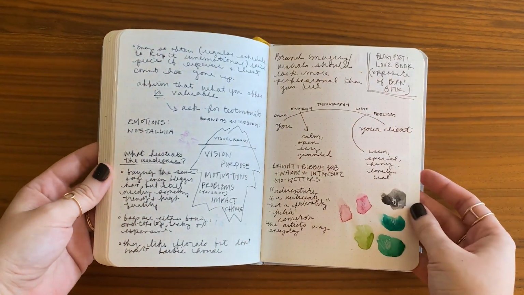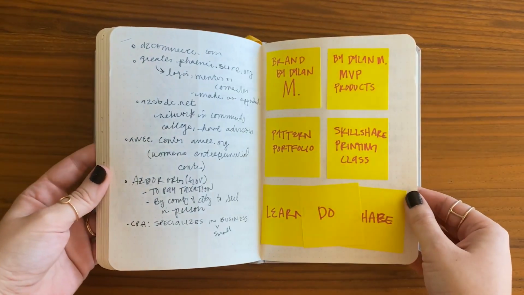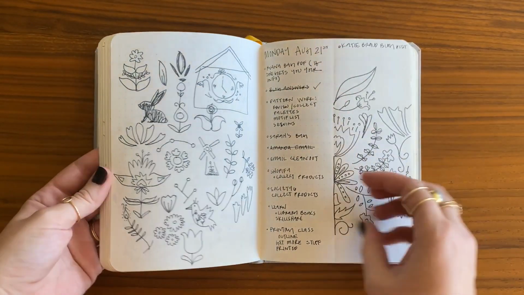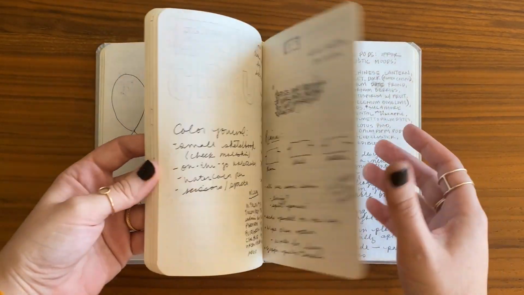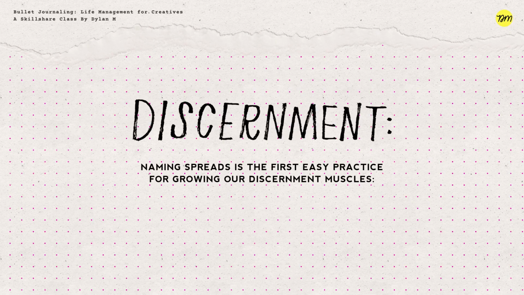When I was using notebooks before bullet journaling, I would utilize nearly every blank space to fill with writing or drawings, which meant each page was a hodgepodge of whatever thoughts had felt important enough to jot down. It also meant that I didn't have to take the time to ask myself what I was writing or why I was writing it down. The practice of naming spreads is the first practice in growing our discernment muscles.